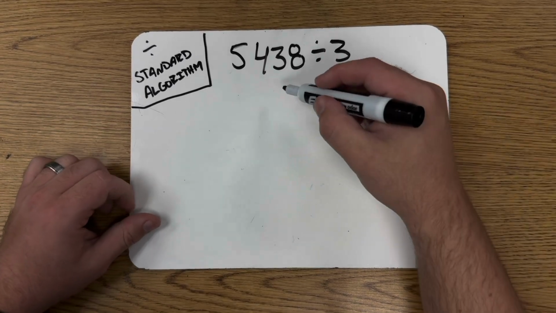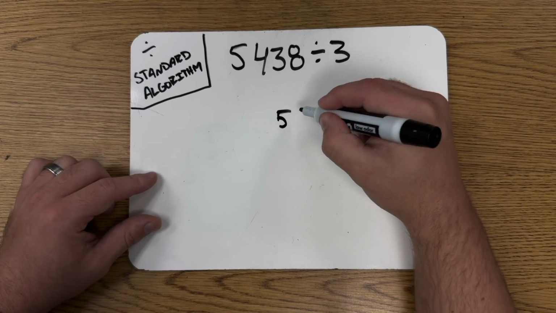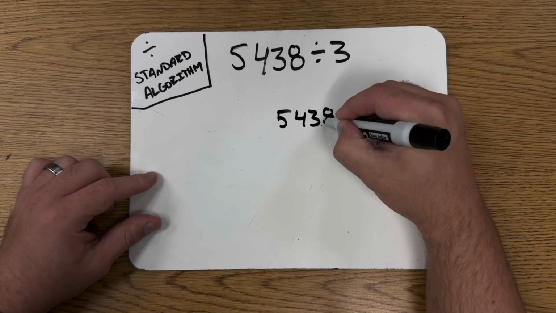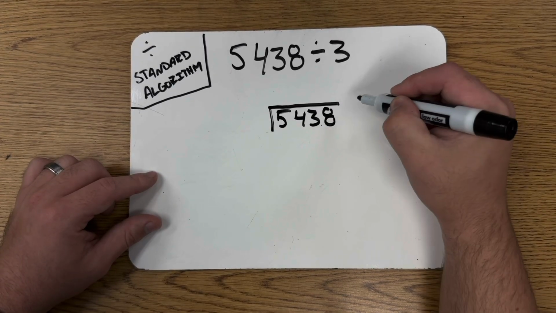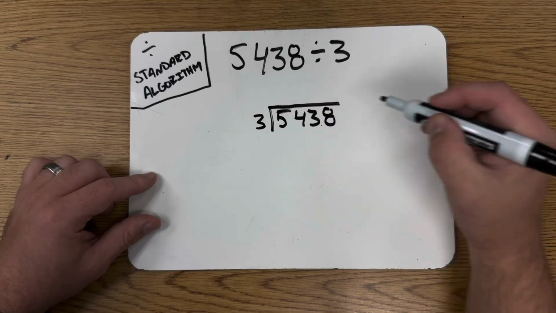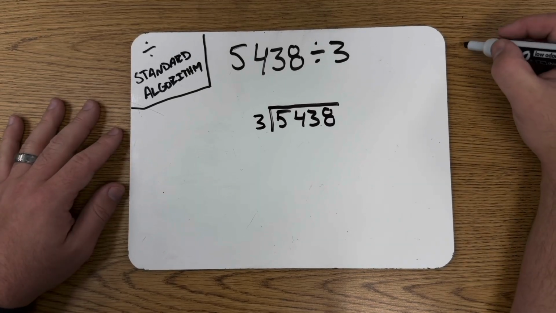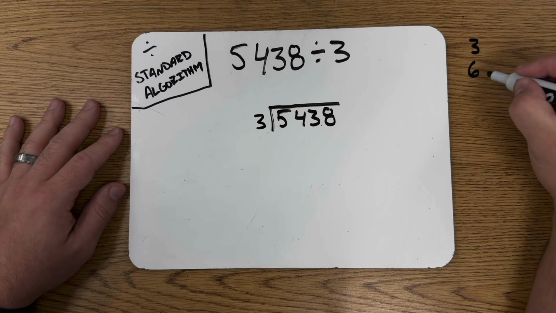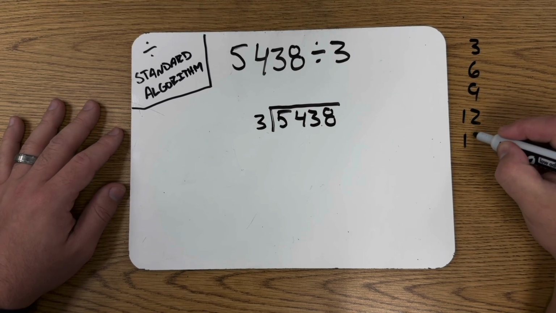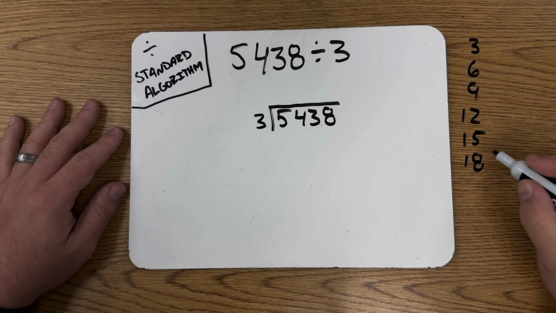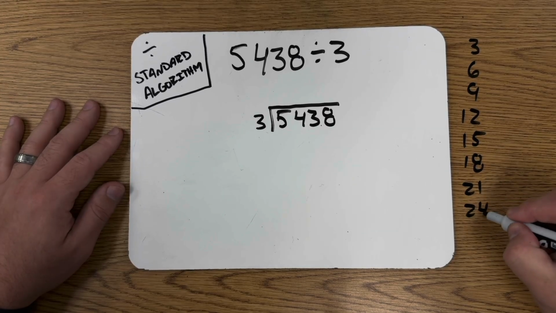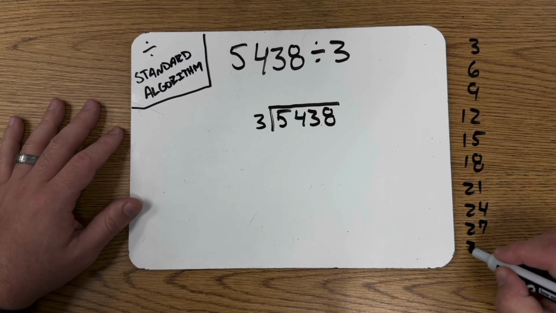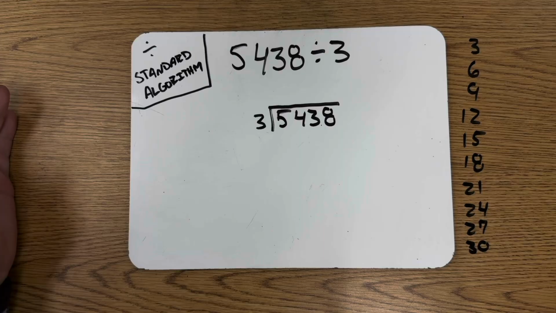So just like before, our step is to go ahead and set ourselves up using the standard algorithm. So we're going to rewrite our larger number. We're going to give ourselves the division platform here, and we're going to put our divisor on the side. We're going to write our multiples of 3. So we're going to go 3, 6, 9, 12, 15, 18, 21, 24, 27, 30. We can leave it at 30.